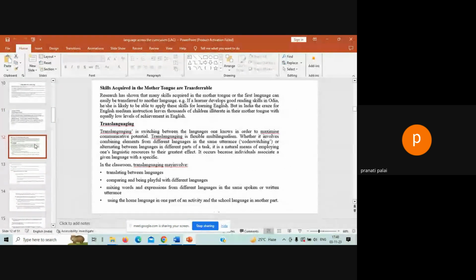So skills acquired in the mother tongue are transferable. Research has shown that many skills acquired in the mother tongue or the first language can easily be transferred to another language. That is, if the learner develops good reading skill in Odia, he or she is likely to be able to apply these skills for learning in English also. But in India, the craze for English medium instruction leaves thousands of children illiterate in their mother tongue with equally low levels of achievement in English.